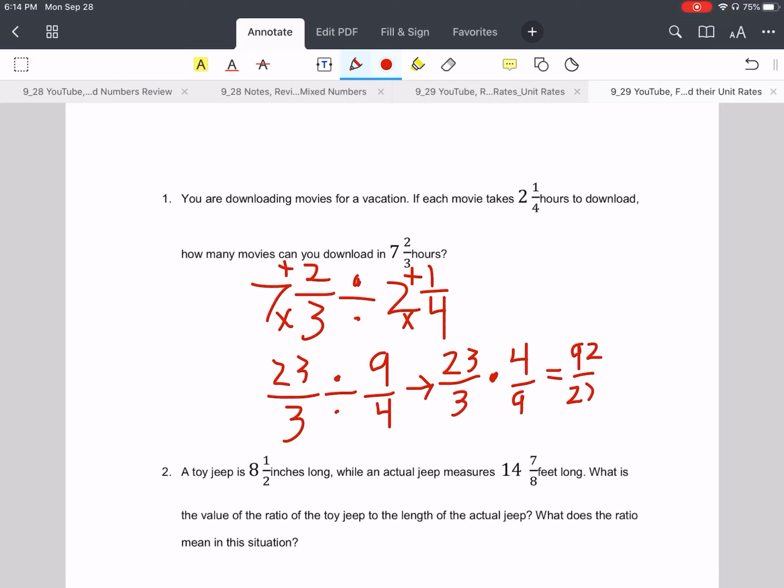That's going to get us a total of 92/27, and that converts to 3 11/27 movies. Of course, you can't go on vacation with 11/27 of a movie downloaded, so our final answer here would end up being 3 whole movies.